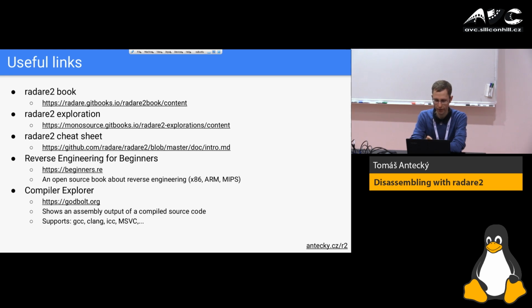Then there is a really wonderful book called Reverse Engineering for Beginners. It is open source, and the best part is that it not only deals with x86 reverse engineering, but also covers ARM and MIPS as well. And the last link, which you probably might know, is Compiler Explorer, which is able to, for given source code, most likely in C or C++, give you assembly from different compilers like GCC, Clang, ICC, MSVC, and so on.